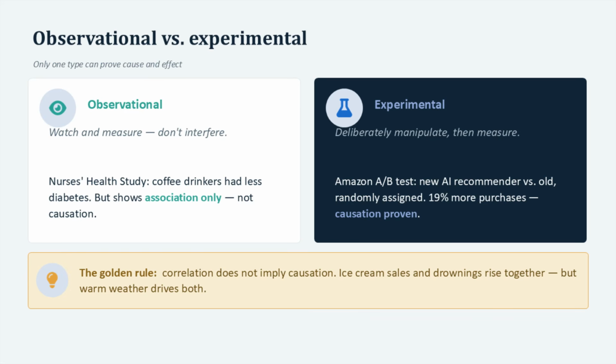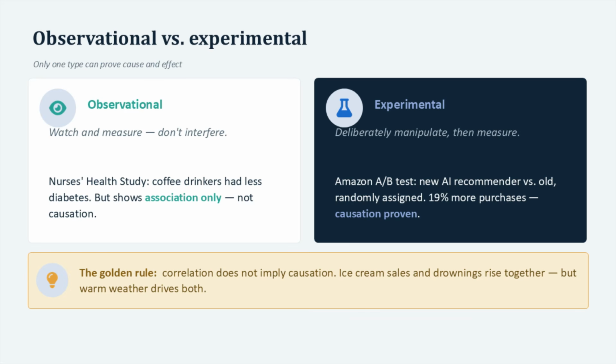An observational study can show an association. It can show that two things are related. But by itself, it cannot establish that one thing caused the other. Why not? Because there may be other explanations. Maybe the coffee drinkers exercise more. Maybe they have different diets. Maybe people with healthier lifestyles are simply more likely to drink coffee. We don't know, because the researchers didn't control those other factors. They only observed what was already happening.